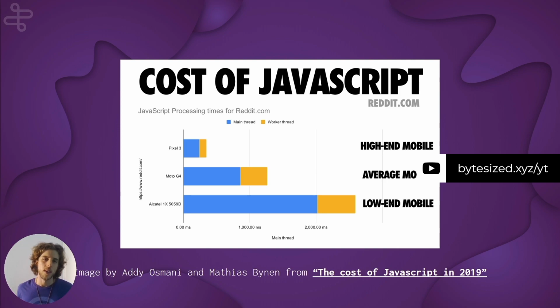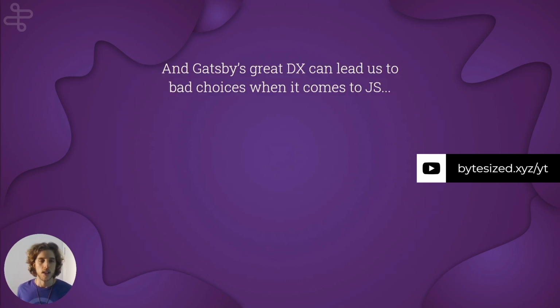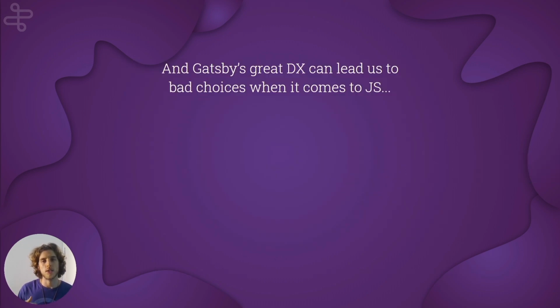So while Gatsby has great DX, this great DX also can lead us to make poor choices about JavaScript. We can include stuff that we otherwise wouldn't if we had a little bit of friction. So we just want to be more mindful about that.